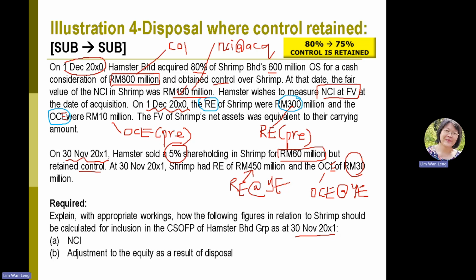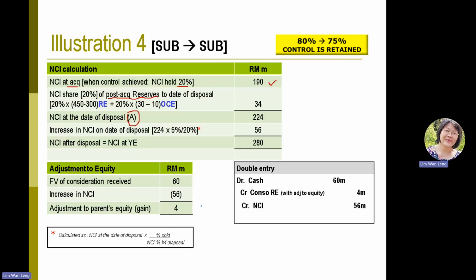This is the pre, this is the post with respect to the RE. Okay? This 10 million is the pre-OCE. This is the year-end OCE. So the difference between these two will be the post-acquisition OCE. So you take all the post, which means year-end minus the pre. Year-end minus the pre.